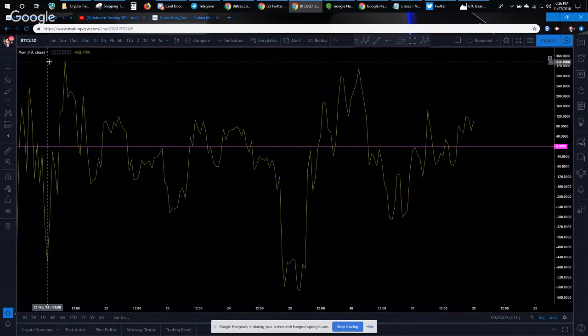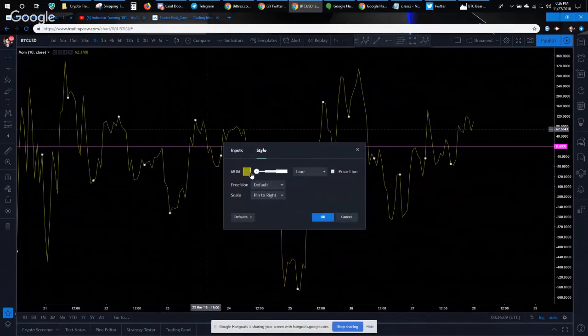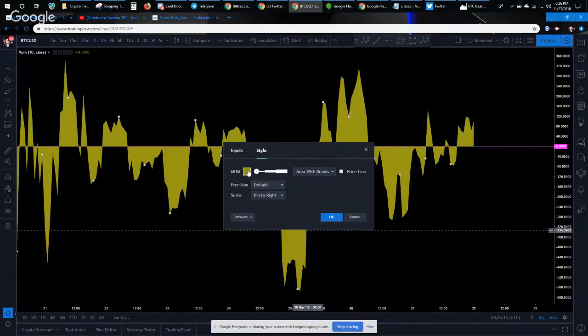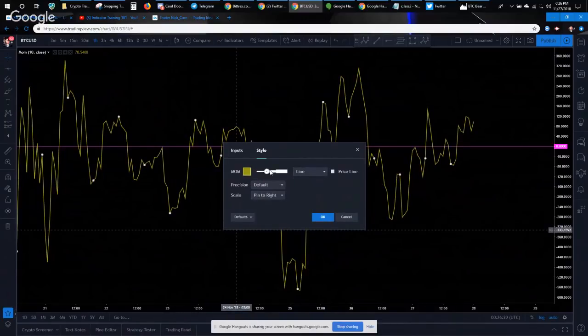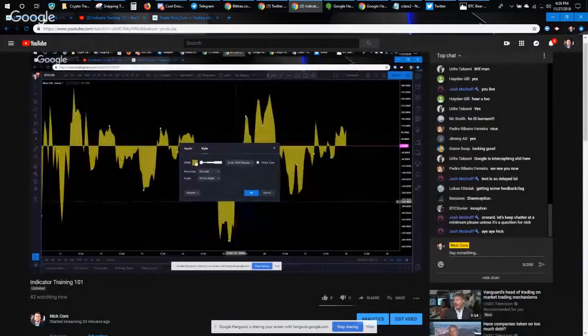Now, as with all indicators on TradingView, you can go in here and you can change your settings around. I have mine set at yellow with a line. You could even do area with breaks like that, but that looks too similar to my CMF, so I keep it like that. Let me make this a little bit brighter. Check over to the chat. Yep, we are good to go.